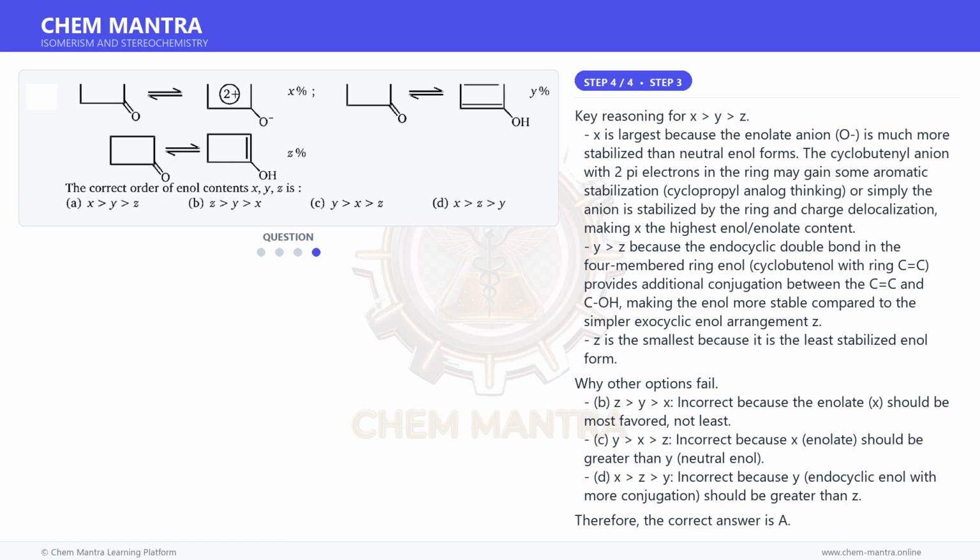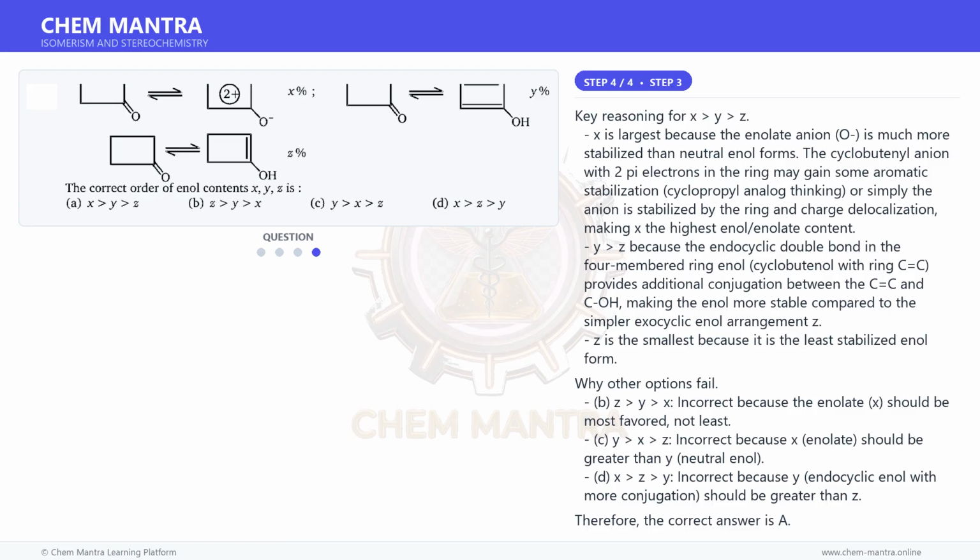Y>Z because the endocyclic double bond in the four-membered ring enol, cyclobutanol with ring C=C, provides additional conjugation between the C=C and C-O, making the enol more stable compared to the simpler exocyclic enol arrangement Z. Z is the smallest because it is the least stabilized enol form.